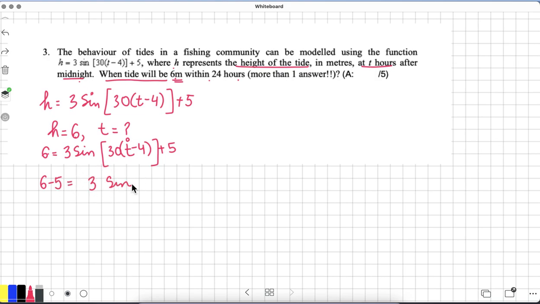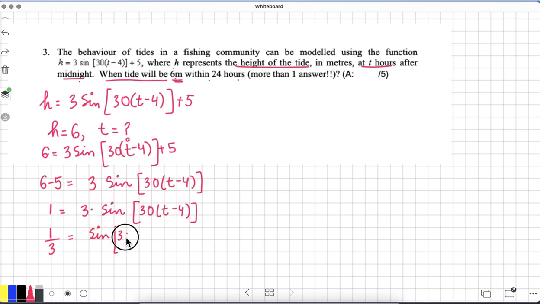30 brackets t minus 4. Close the bracket. Now 6 minus 5 is 1, and over there is 3 sine 30 brackets t minus 4. Now 3 is multiplying. When I move the 3 to the other side, it's going to be dividing. So 1 divided by 3. And here we are left with just the sine 30 brackets t minus 4.